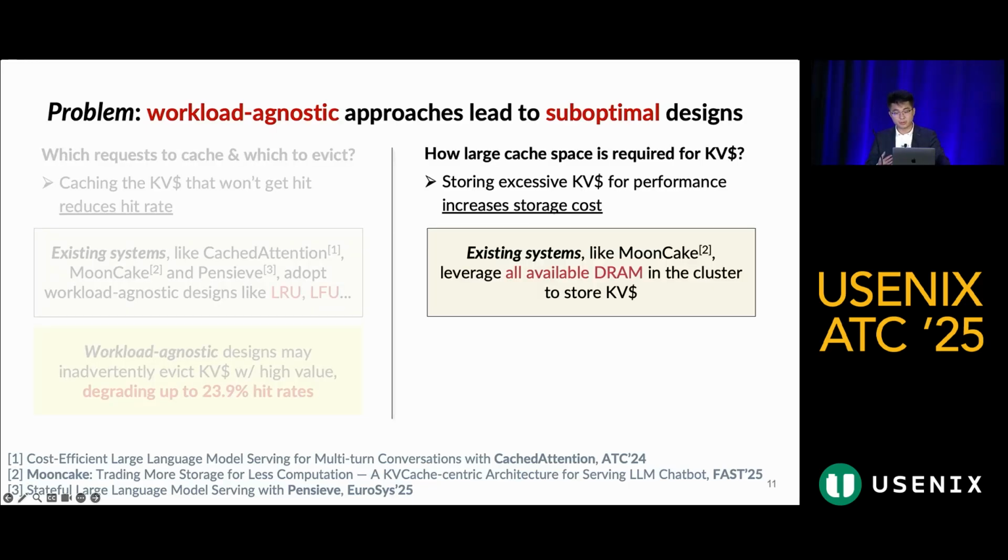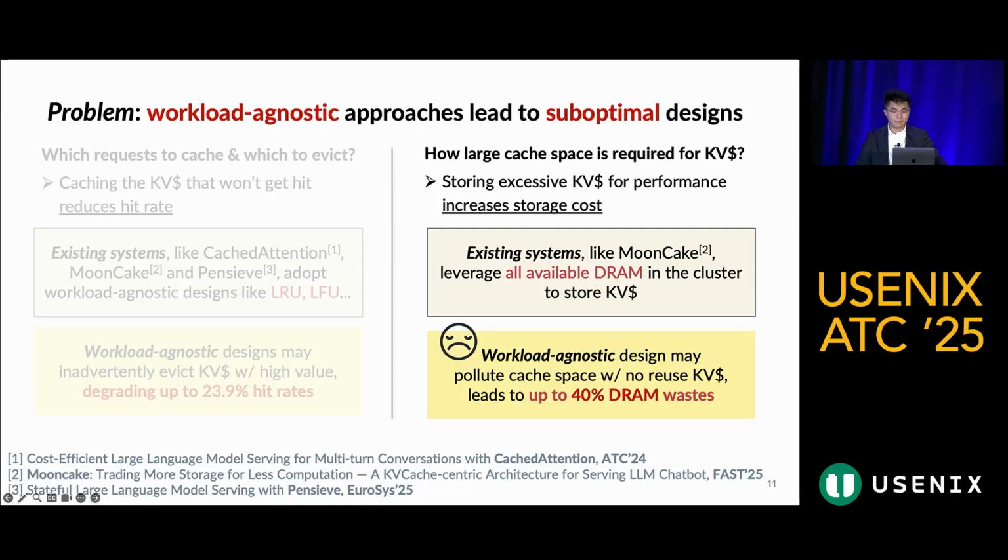One possible solution is to provision sufficient memory to mitigate the cache miss issue. For example, Mooncake leverages all the available DRAM in a cluster for caching. Nonetheless, our study shows that such a solution would waste up to 40% of the cluster's DRAM because not so many requests need to be cached, since the KVCache reuse is ephemeral. We will discuss this point later.